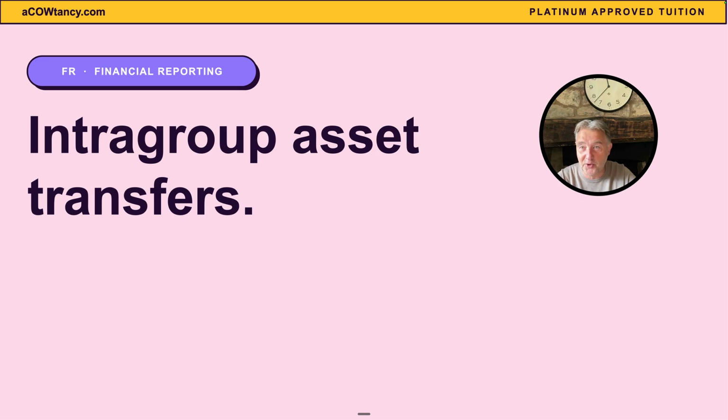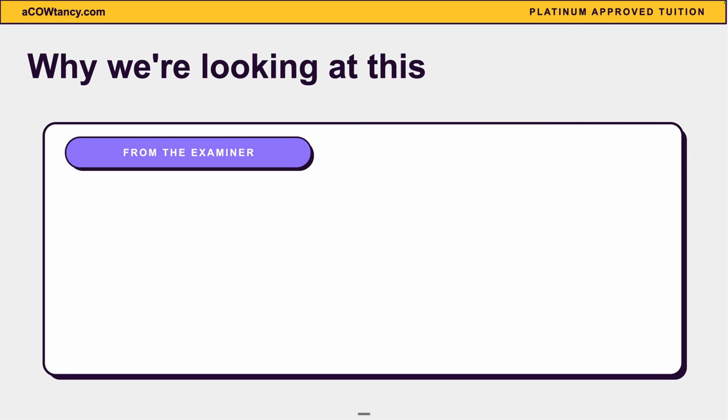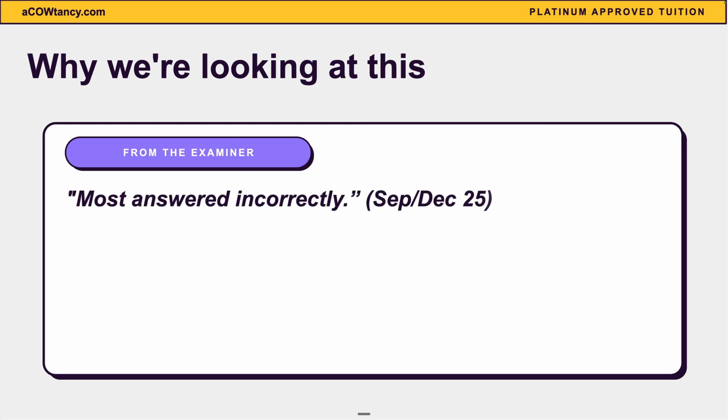Welcome everybody then to the financial reporting quick mini lecture on something that the examiner says students aren't very good at, and that's when one company sells to another company, but they sell an asset rather than goods. So an intragroup asset transfer. Why we're looking at this: the examiner said it was the most answered incorrectly in September, December 25. Basically you've got two jobs to do, but most candidates just did one.